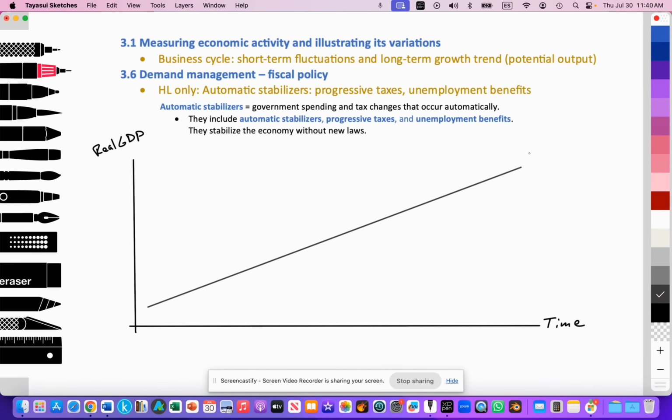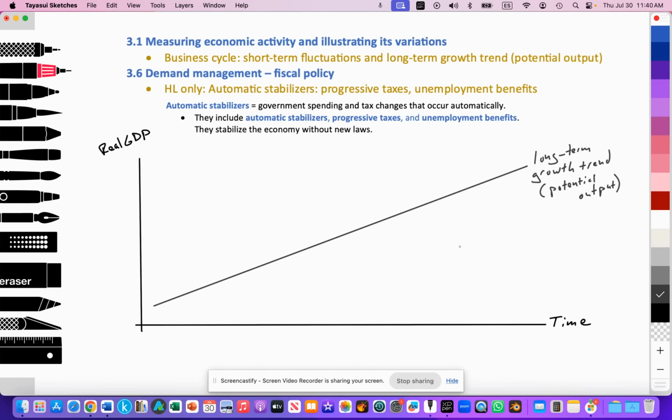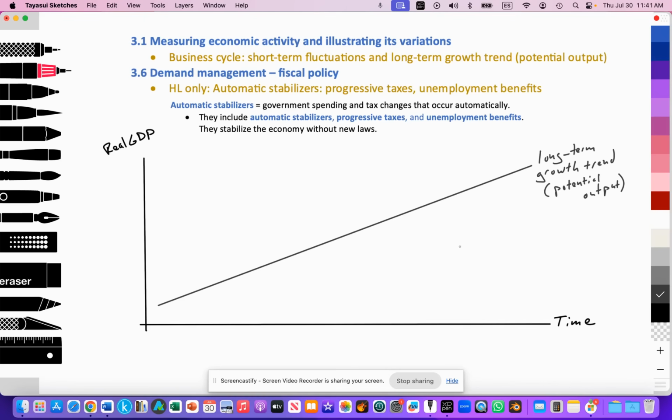So here we'll have this illustrated and labeled. This will be the long-term growth trend. So this is showing GDP on average over time. Growth trend. And this is a representation of potential GDP, or potential output for a particular country when we're at the natural rate of unemployment, or when we're employing the average amount of people within an economy.